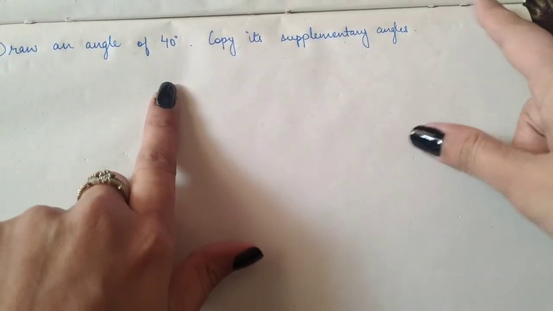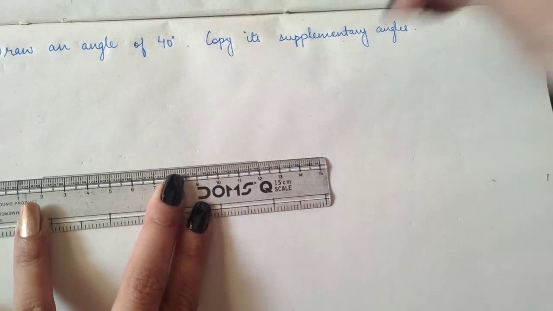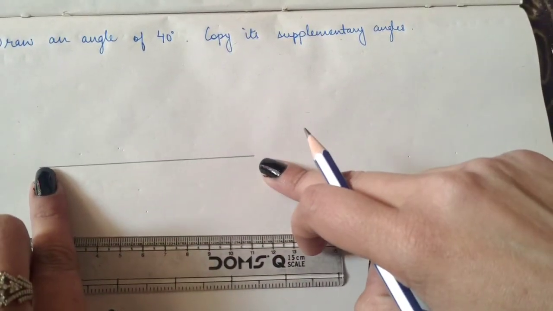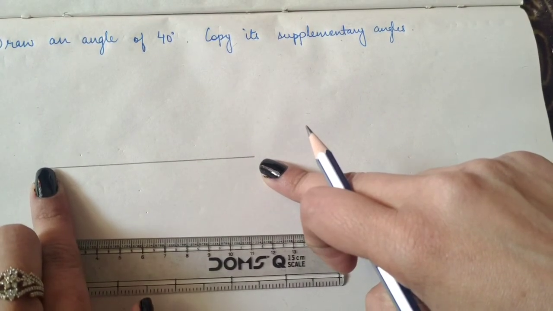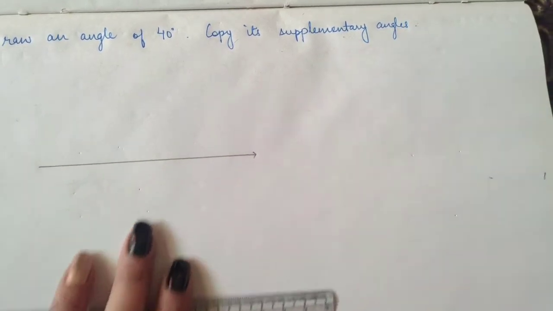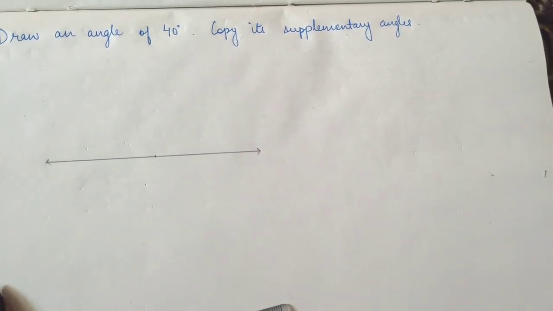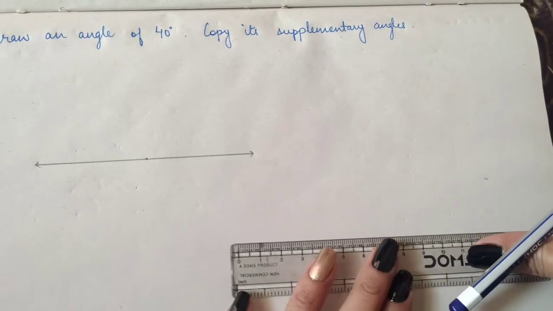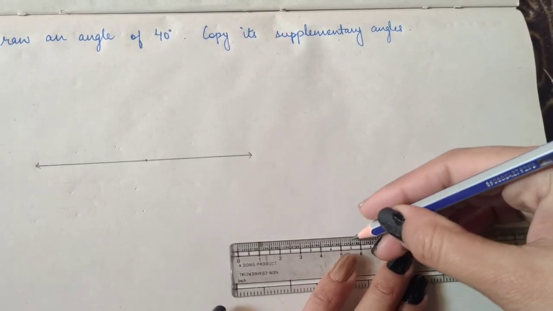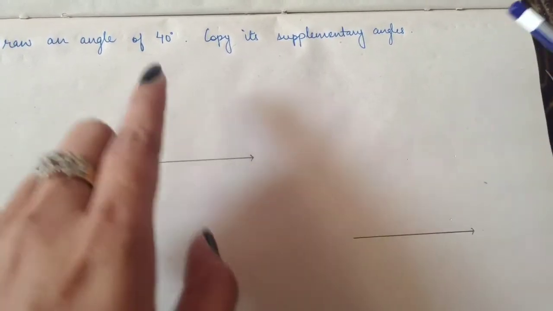So here, first we'll draw 40 degrees and then we'll copy its supplementary angle. For that we will require a straight edge like this. Why do we need this? Because that's a straight line, which measures 180 degrees, and supplementary angles add up to 180 degrees. So I'll first draw 40 degrees. Then I need one straight edge to draw a copy, so I'll draw that first, and then using this I'll be drawing 140 degrees.